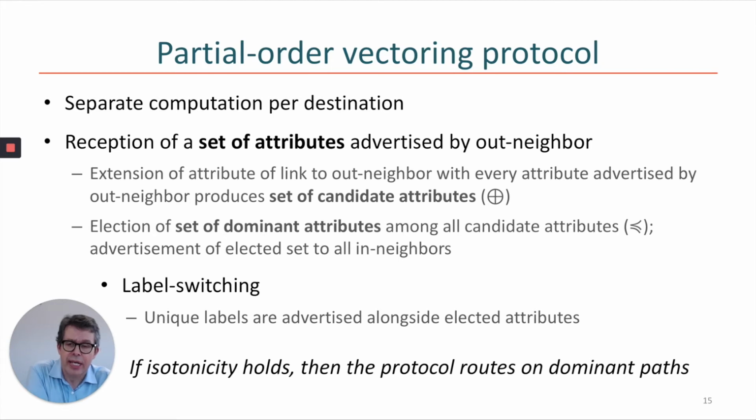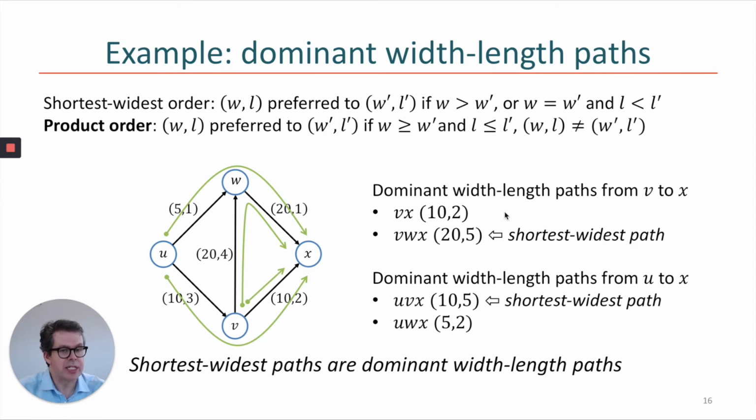Now, since a node elects more than one attribute per destination, destination-based forwarding does not work. Rather, every node locally assigns a unique label to each of its elected attributes that is advertised alongside the attribute to neighbors. Data packets are guided along paths through label switching at intermediate nodes. If isotonicity holds, then the protocol routes on dominant paths. Let me give you an example of these ideas.